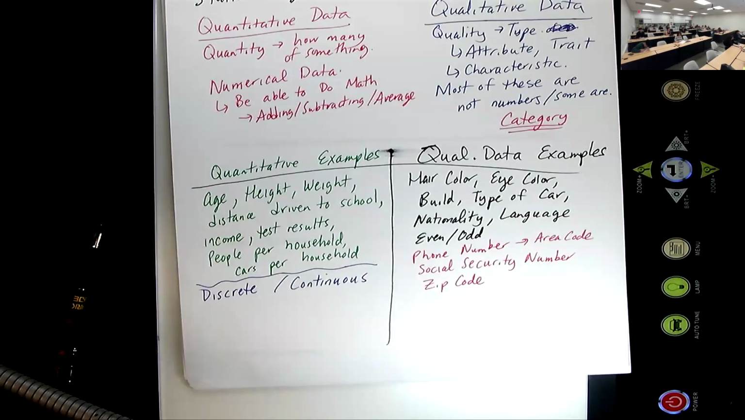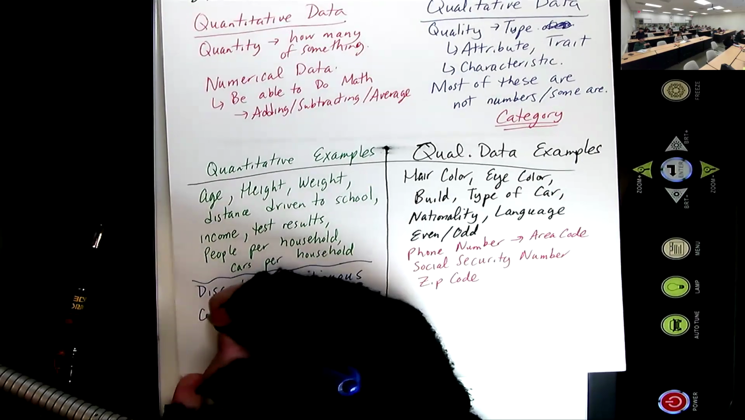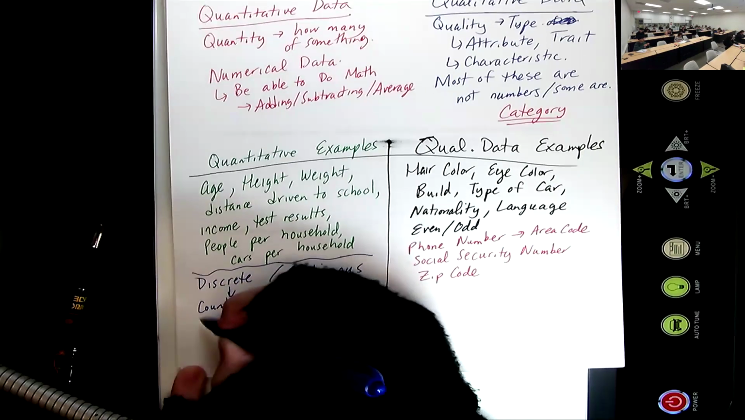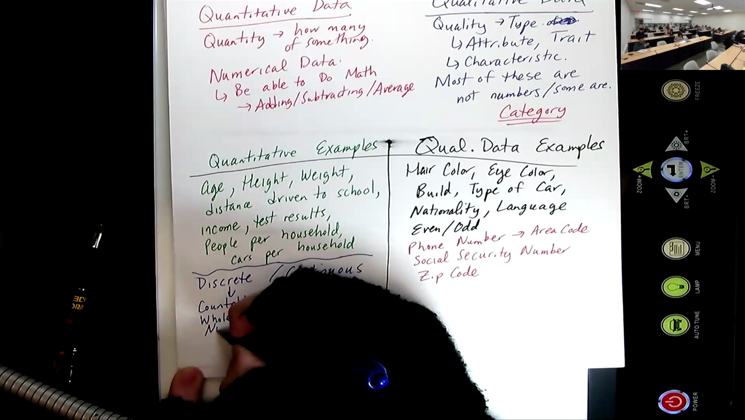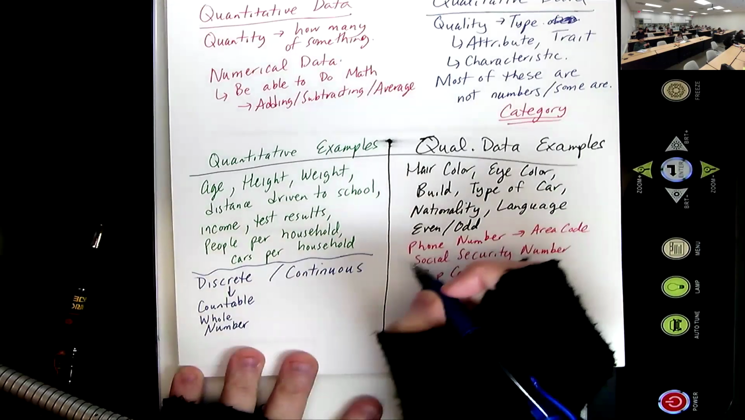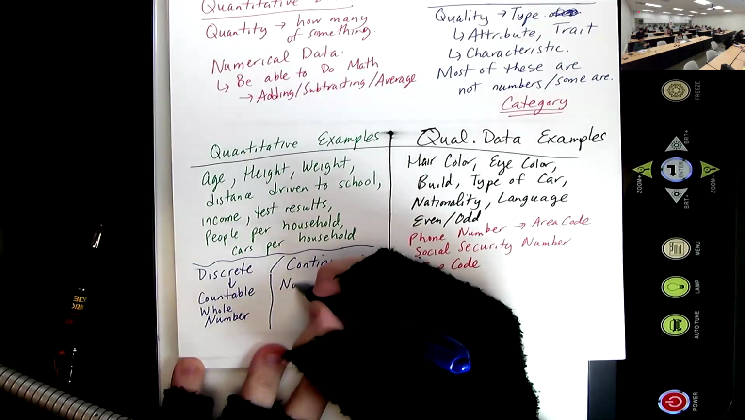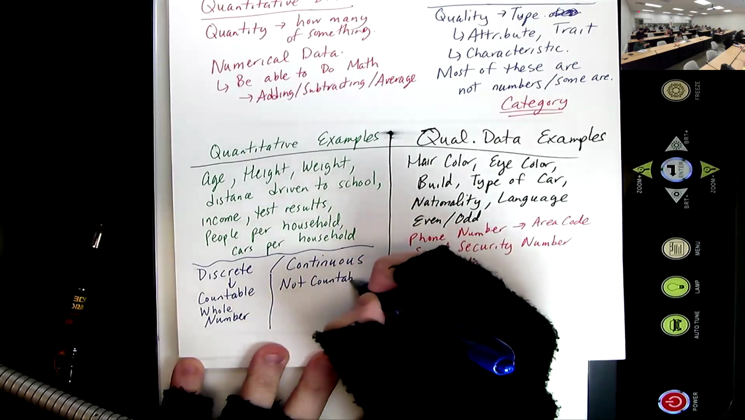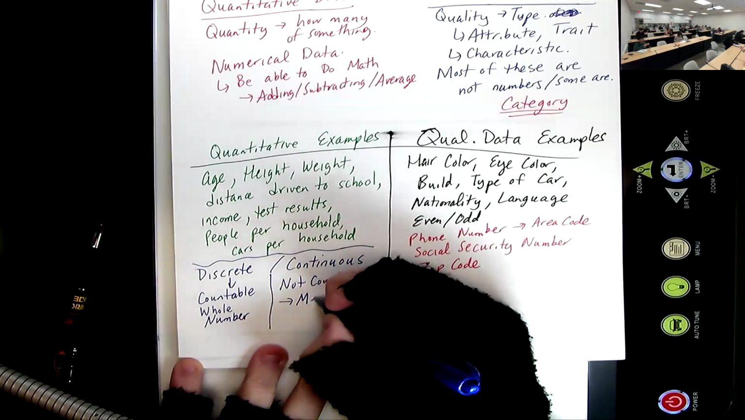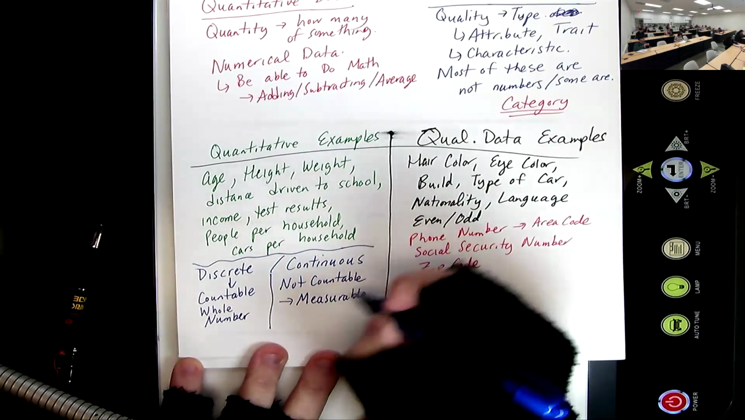Discrete has a different definition in math than a lot of normal uses. Like you want your drug dealer to be discreet. If you have a drug dealer, I hope you guys don't. But in mathematics, discrete means it's countable. It's a whole number. Continuous is not countable, but it is measurable. It's things we measure.